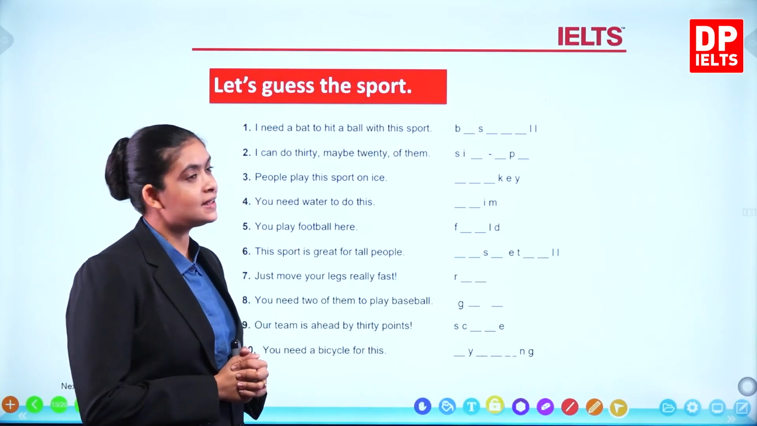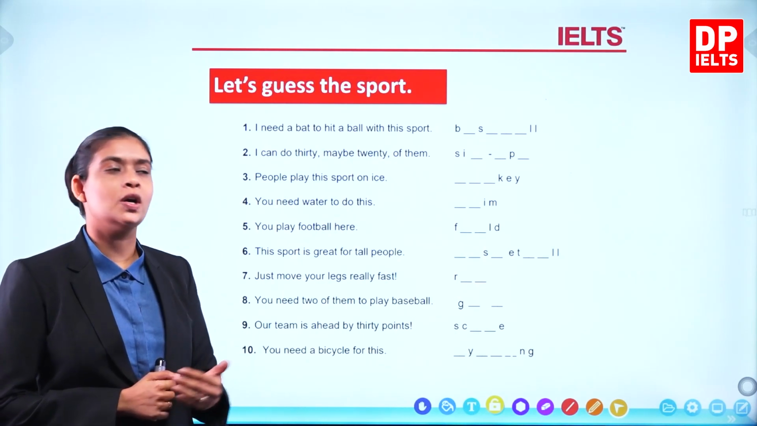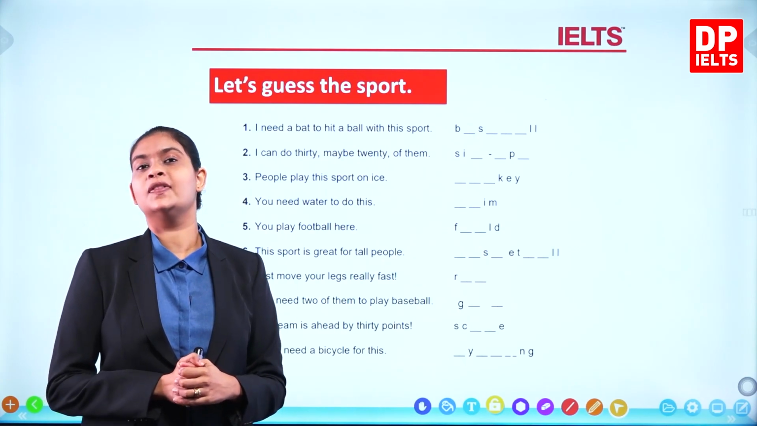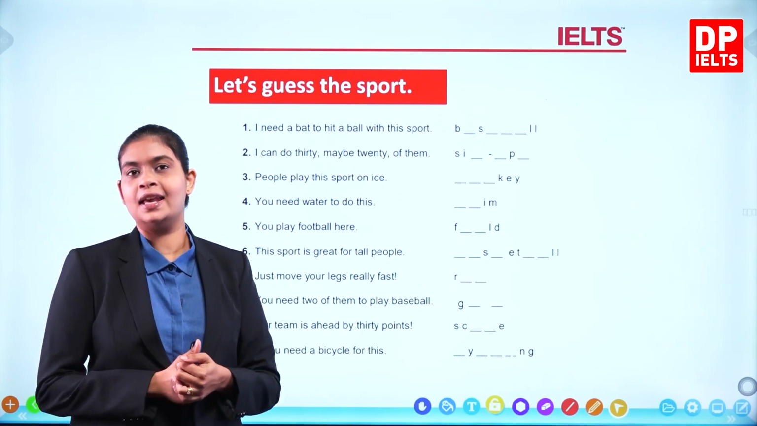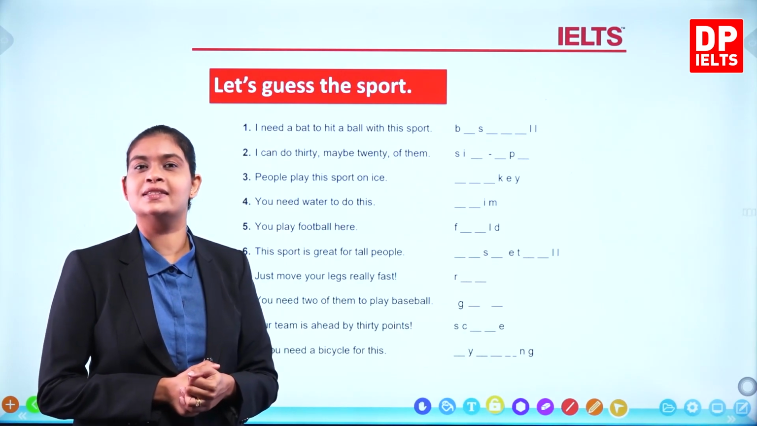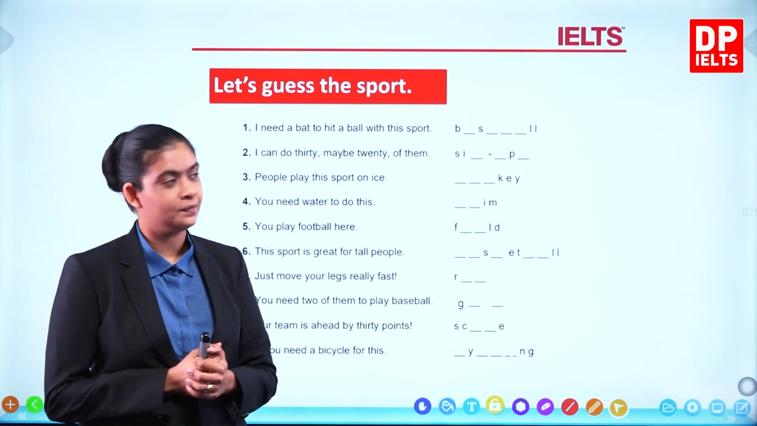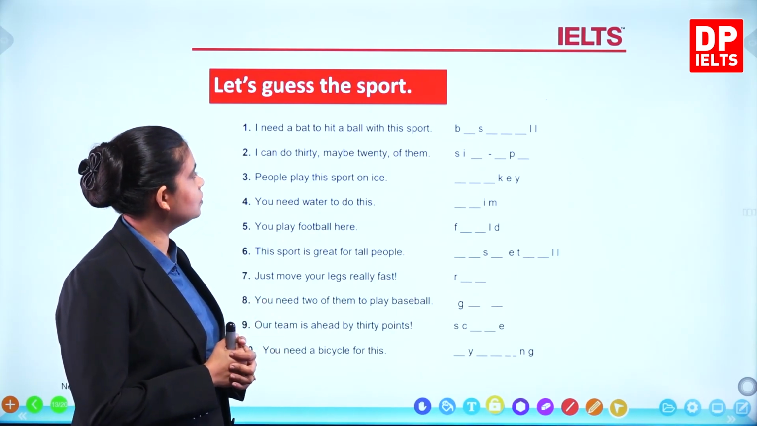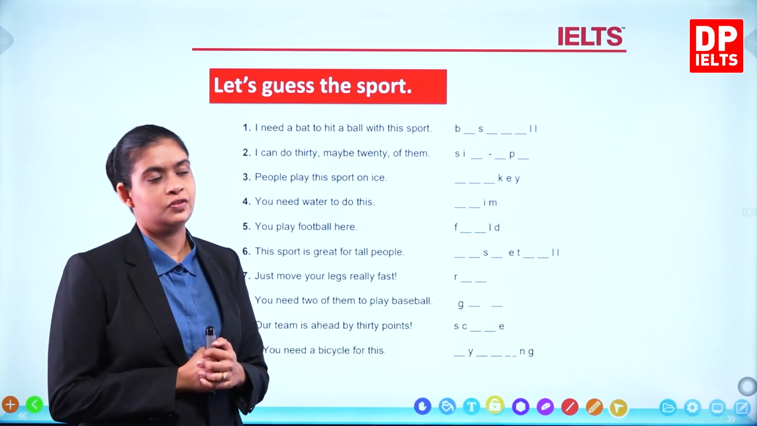Right, so let us have a look at each of the descriptions. Please pause after I read each description and write the answer as you think what it would be. At the end, I will discuss the answers and then see how many you have got correct. Number 1, I need a bat to hit a ball with this sport.